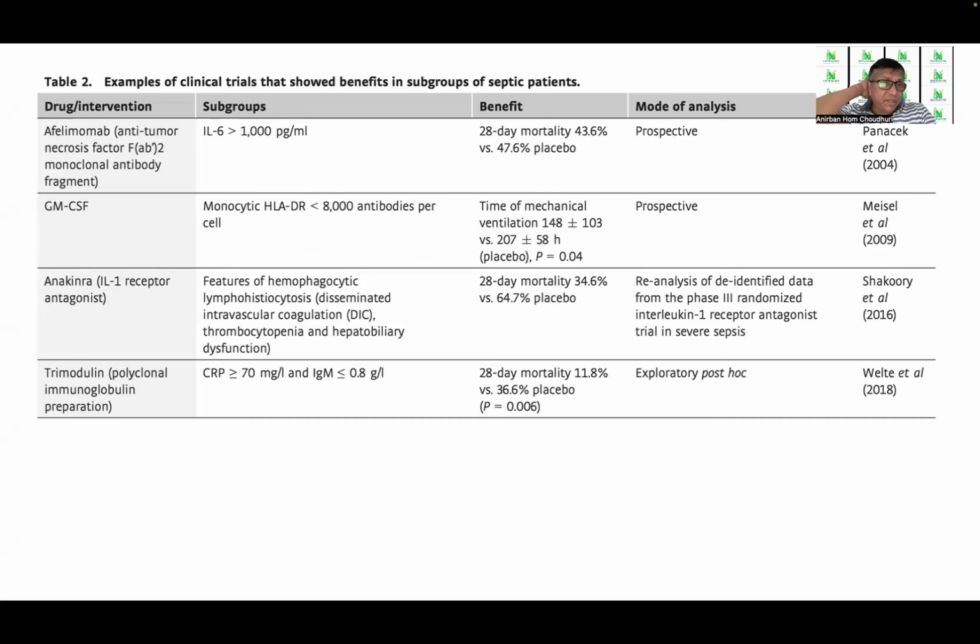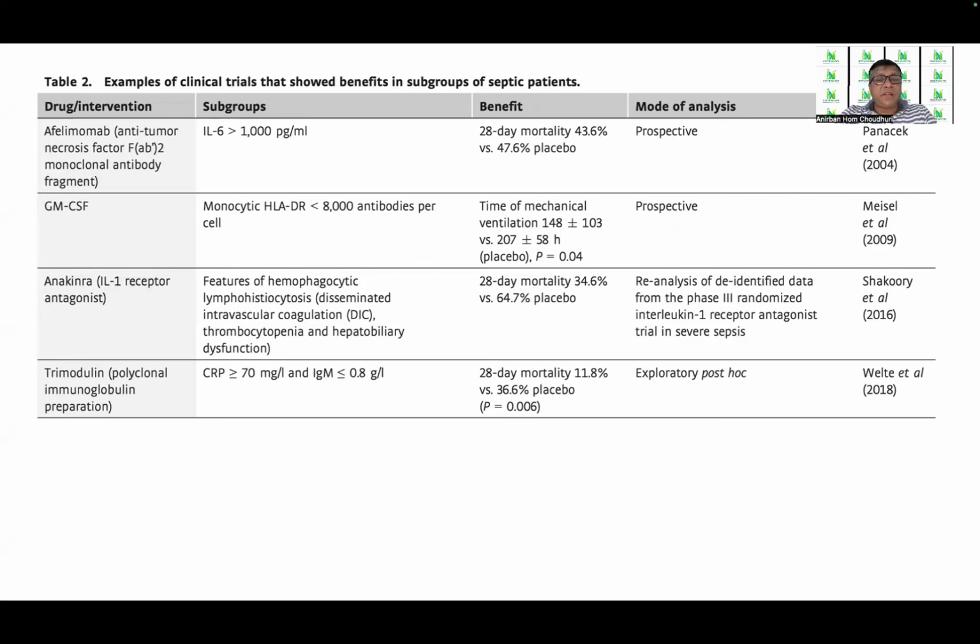There were further studies on this drug, afelimomab, in patients with IL-6 more than 1,000, but they were trying to understand more precisely, using more advanced biomarkers, how to further stratify this group and see in which patient this worked well. GM-CSF similarly has been found to be useful in reducing the time of mechanical ventilation when the monocytic HLA-DR was less than 1,000.